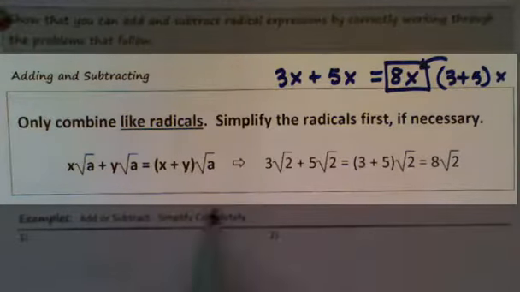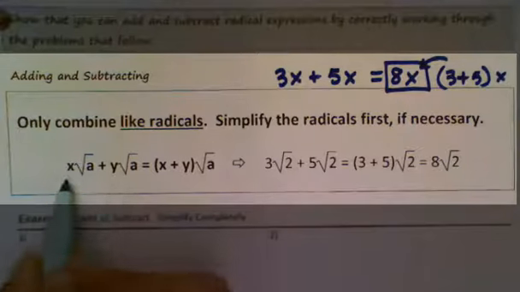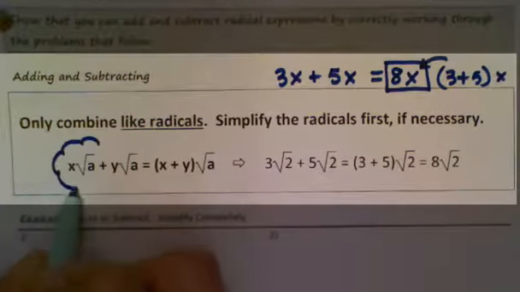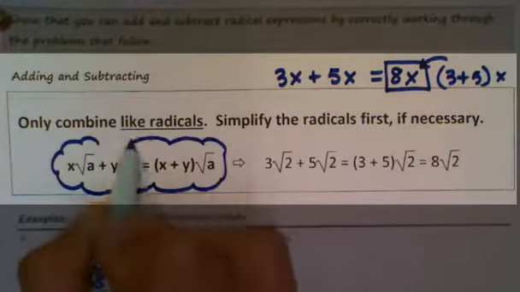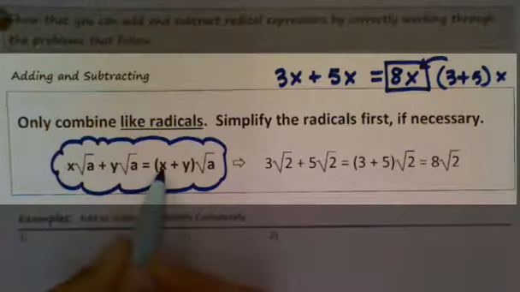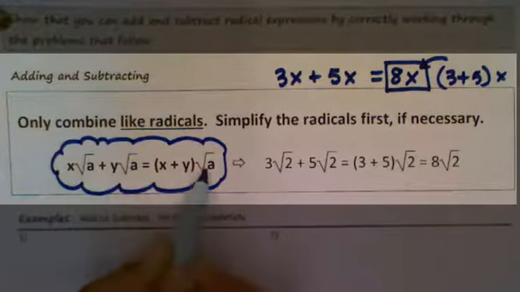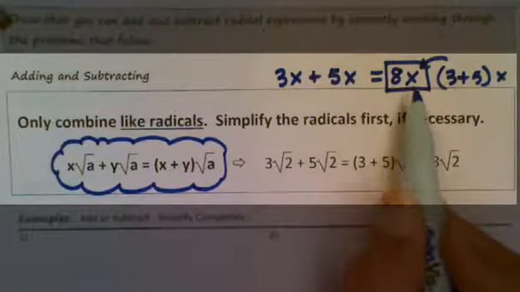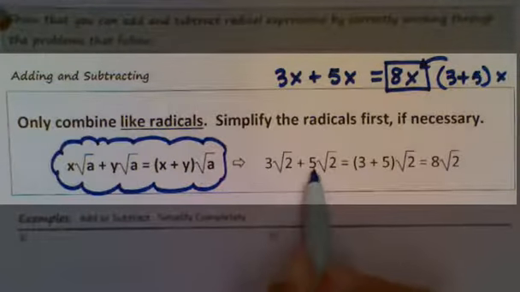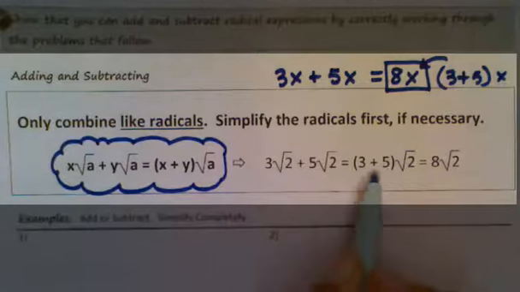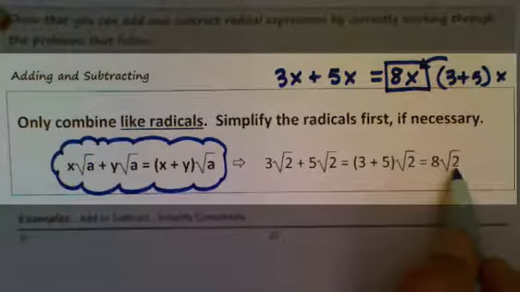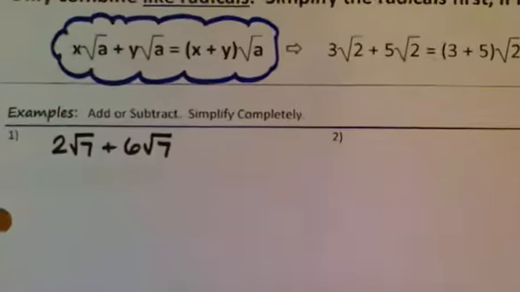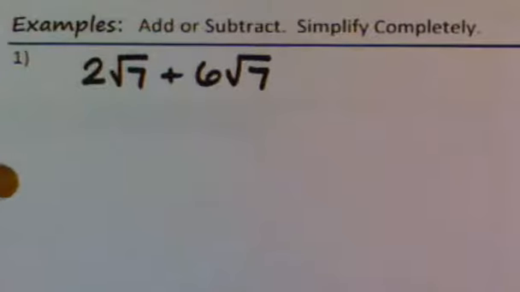So when we look at the rule here, here's the generic rule. We're combining the outsides, x plus y, and we're keeping that radical the same, just like here. We kept the x the same, that didn't change. Or here, 3 plus 5 on the outside and keep the root 2. So 8x versus 8 root 2. Okay, so now we'll apply that rule.